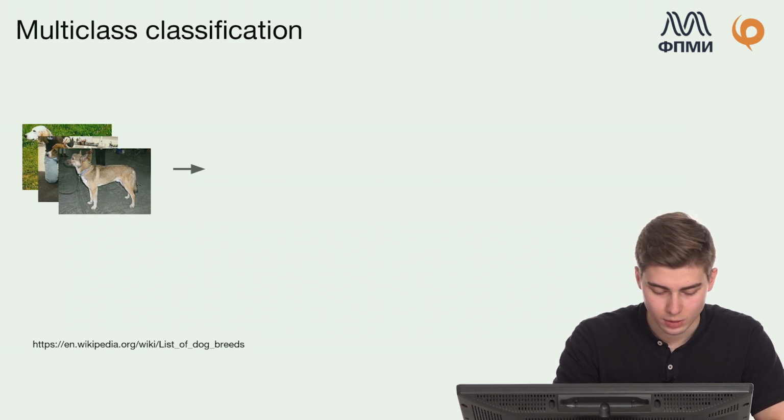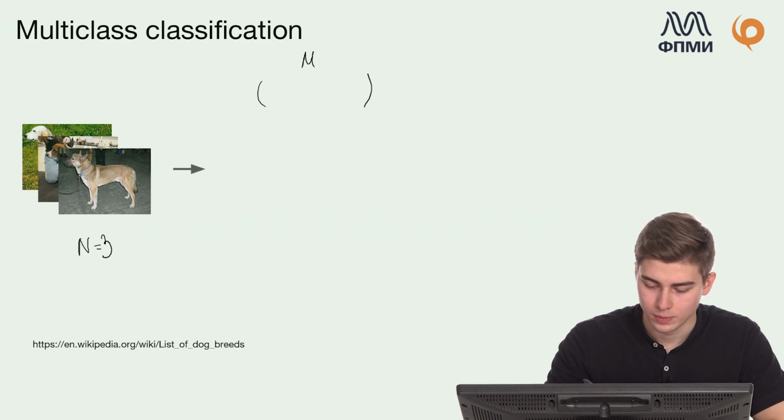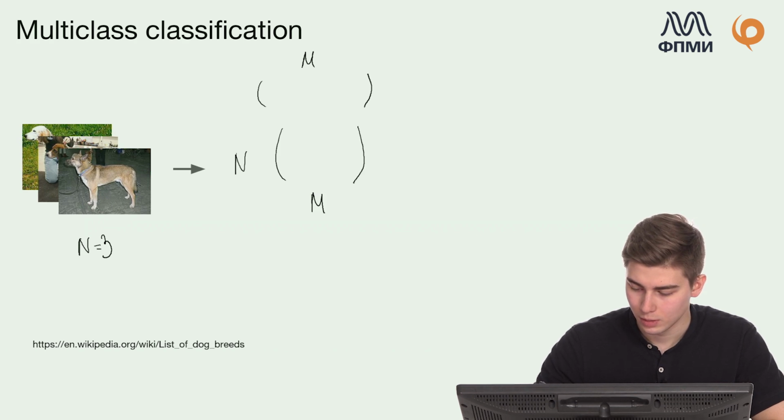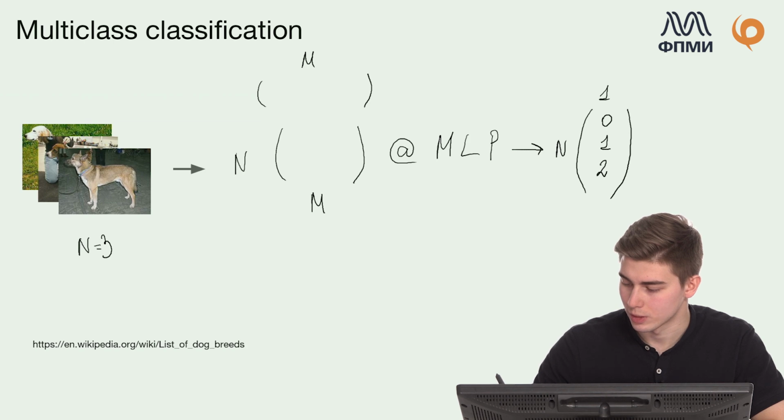In this case, we have 3 objects, and we can unroll each matrix, so each image, into the m-dimensional vector, and we'll get the feature matrix n by m. We want to predict the class labels with our multi-layered perceptron. So we want to get an n by 1 column vector with these class labels.